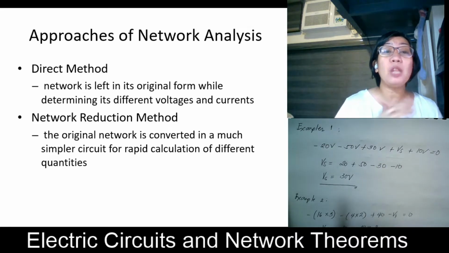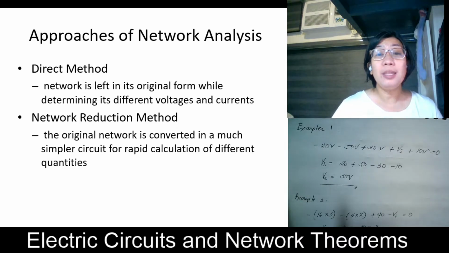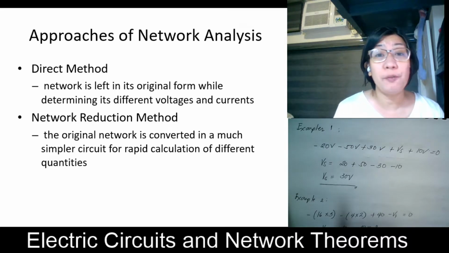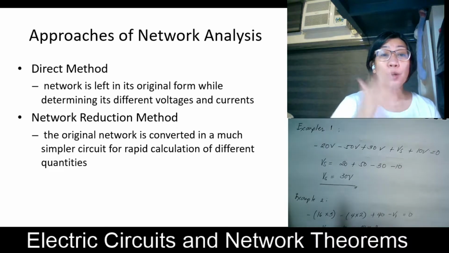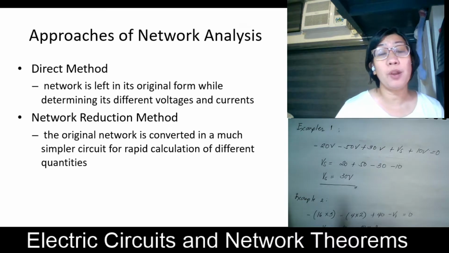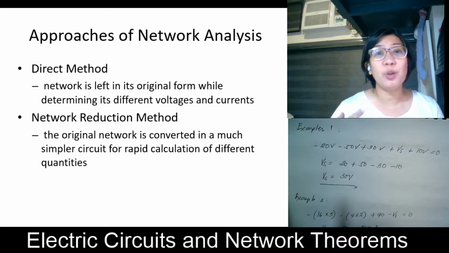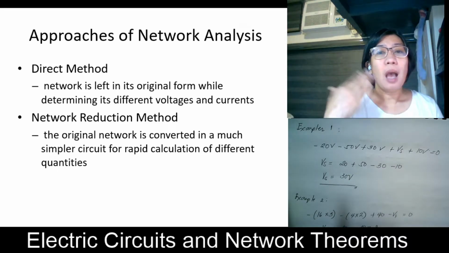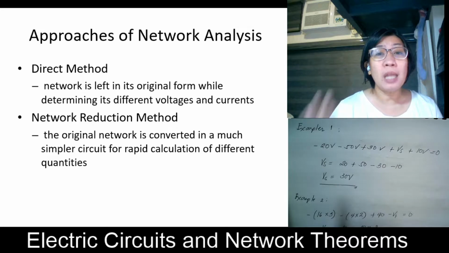And then we have the network reduction method. So in the network reduction method, as being differentiated from the direct method, the original network is converted into a much simpler circuit for rapid calculation of different quantities. So therefore, since we're going to convert a complicated one to a simpler one, there will be a change in your original circuit. So there will be an alteration, and that is what we call the network reduction method.